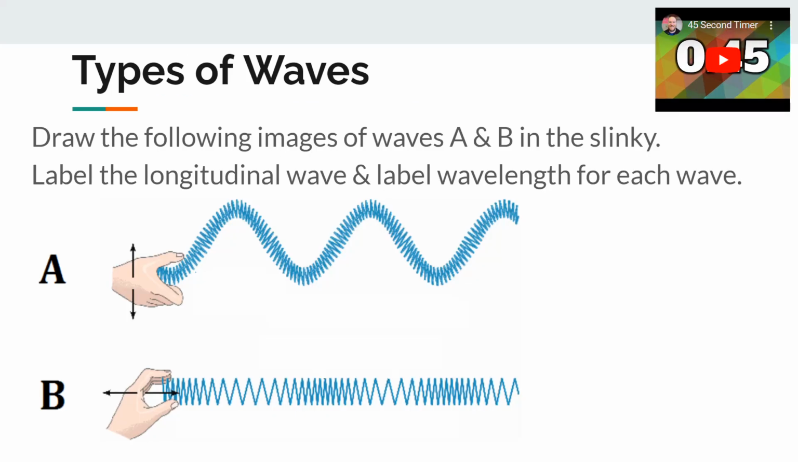All right, so here I'm asking you to go ahead and draw these images on your paper. If you're taking notes, this would be helpful for you to have if you don't already have some pictures drawn. Draw the following images of waves A and B in the slinky. Label the longitudinal wave, and then label the wavelength for each wave. So make sure that you know how to label a wavelength. I'm going to go over it with you, but I want you to try it first. Take a look at the images here, draw them on your own paper, and see if you can label a wavelength and determine which one's longitudinal. I'm going to give you 23 seconds to try that, and then we'll discuss. Have an answer ready in case I call on you.